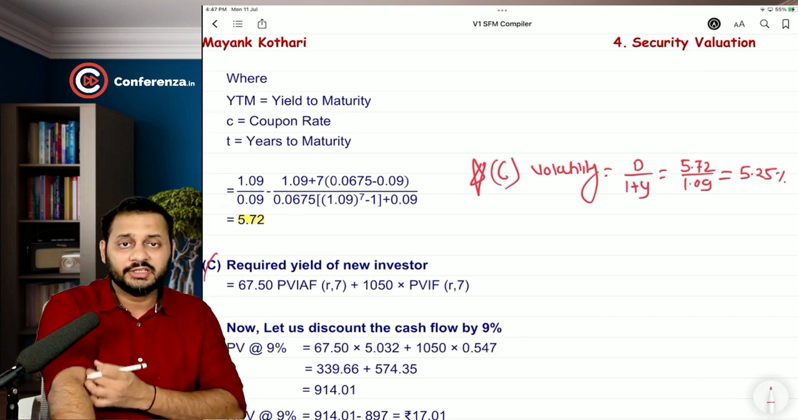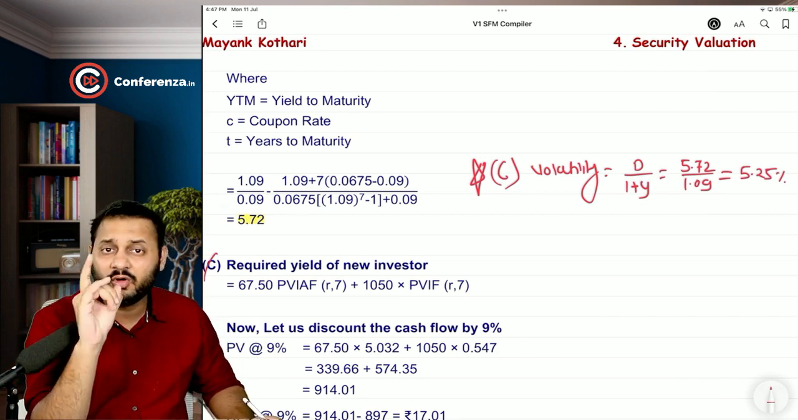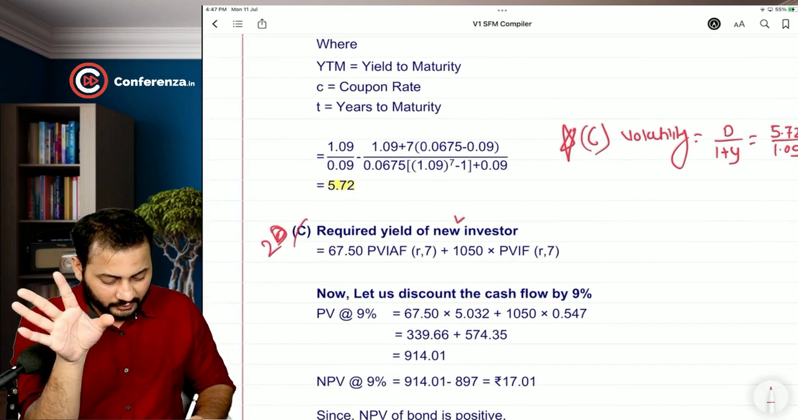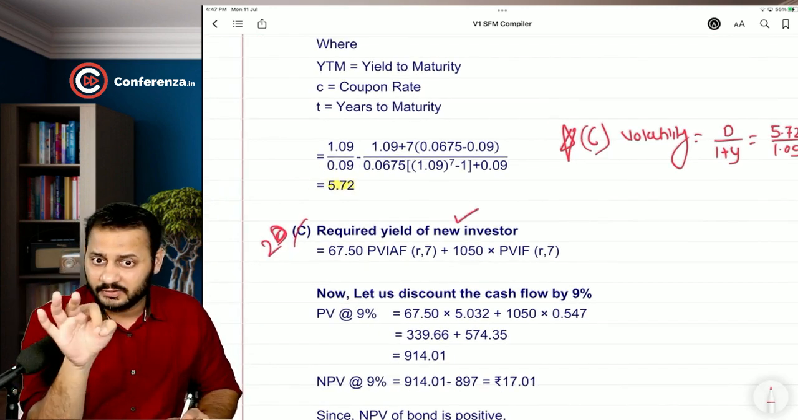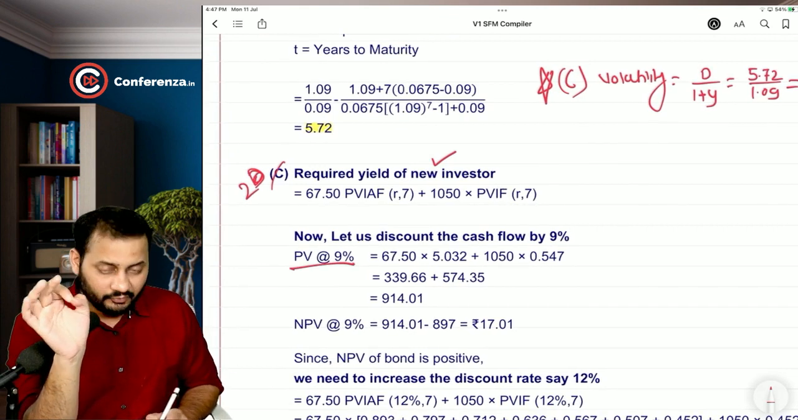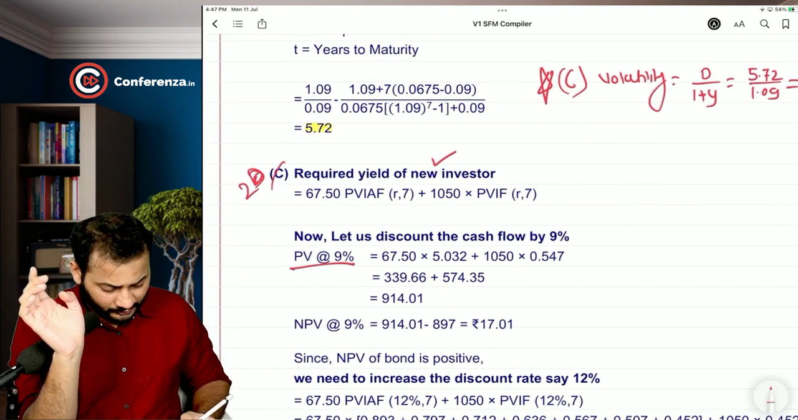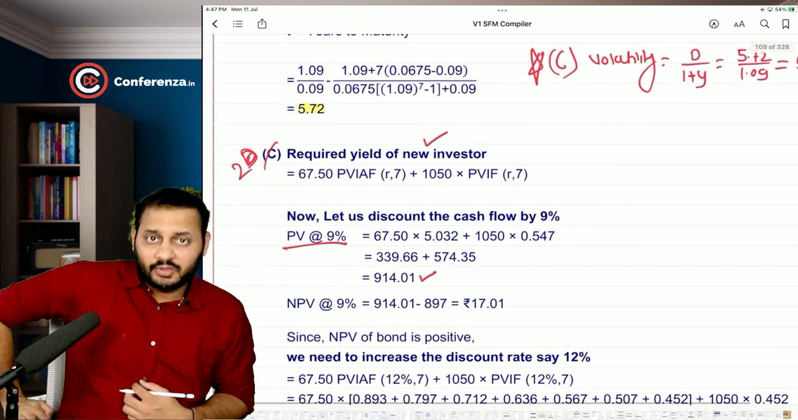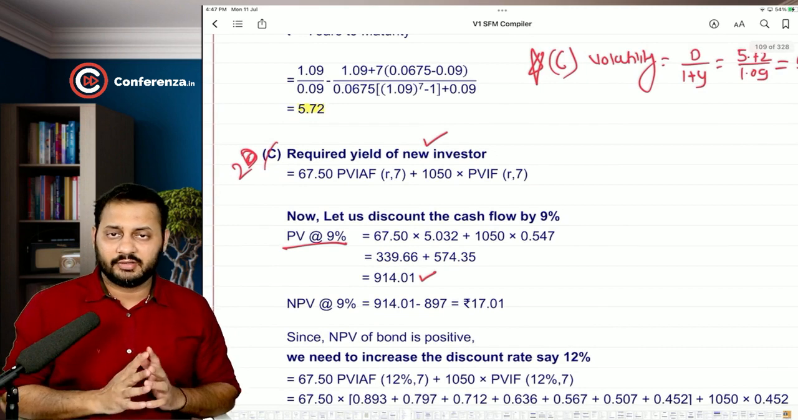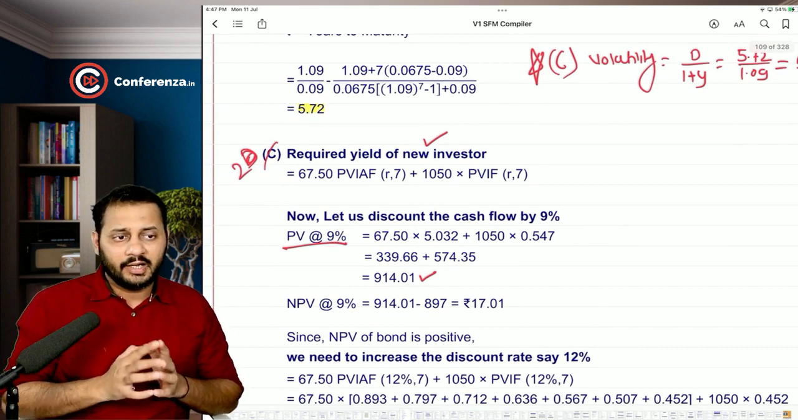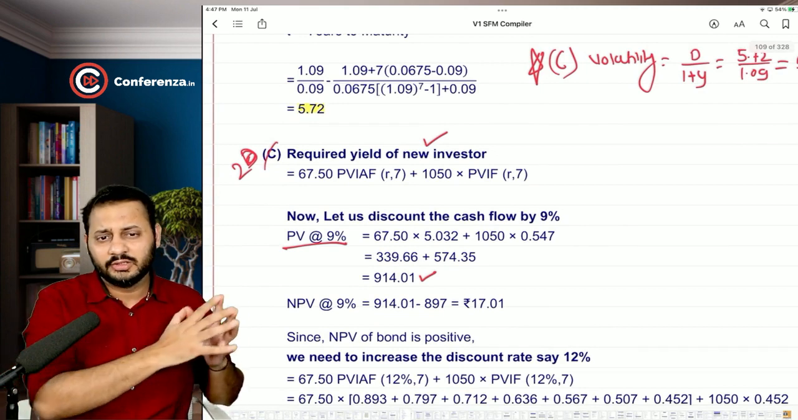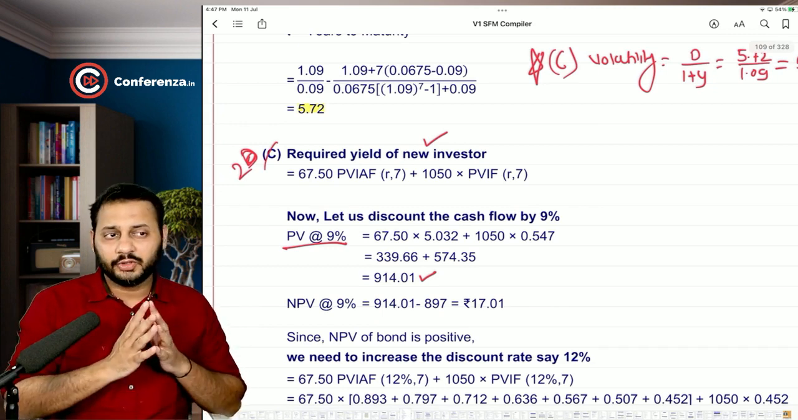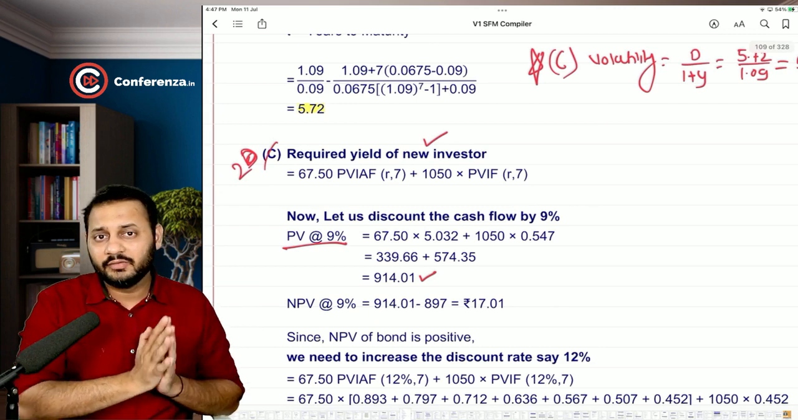This is the percentage of change in the market price for 1% change in YTM. Okay. Now comes the required yield of the investor. You have to do the IRR method. See, clearly you can see one rate was 9%, at which the market price was 914.01. Now you can use the volatility method also instead of IRR. There are two methods that you can use, IRR method also and the volatility method also, to find out the YTM. But let it be, you go with the IRR method only, that will give you the correct answer.